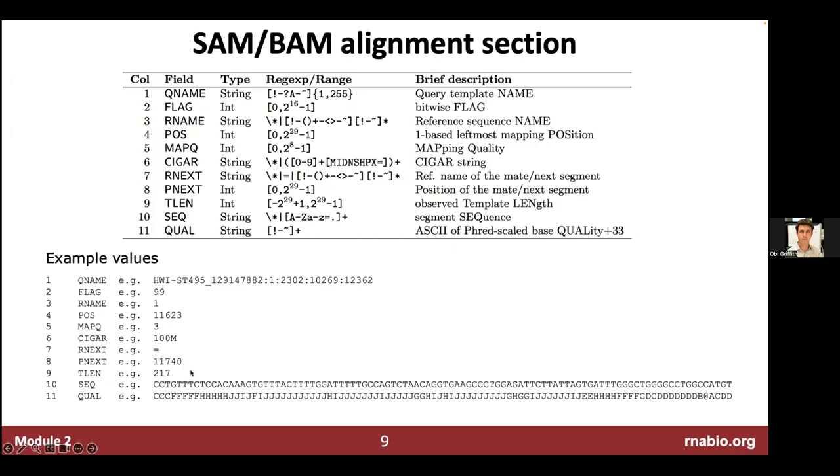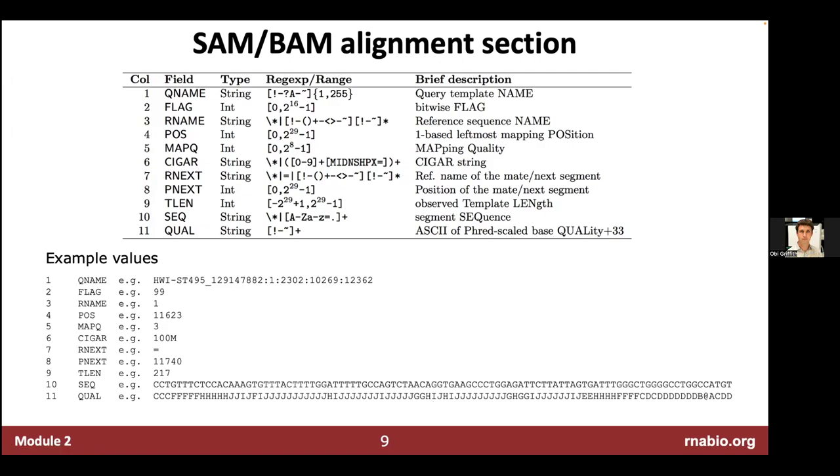You get a template length estimate that's basically determined by the distance between the reads, then your actual sequence, and then the quality string. We talked about this when we talked about FASTQ files. These letters down below are just encoded, and there's a lookup table that tells you which Phred quality score each of those corresponds to.